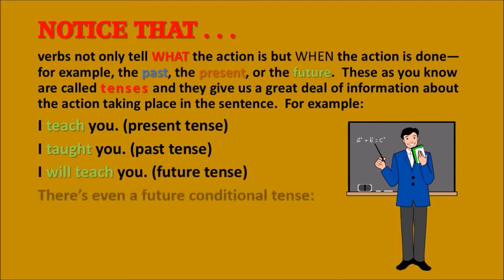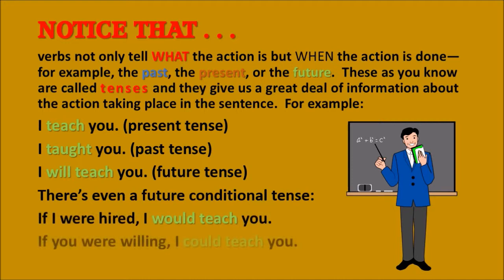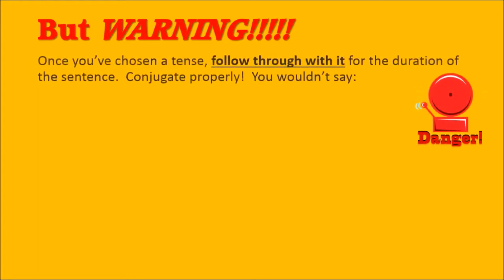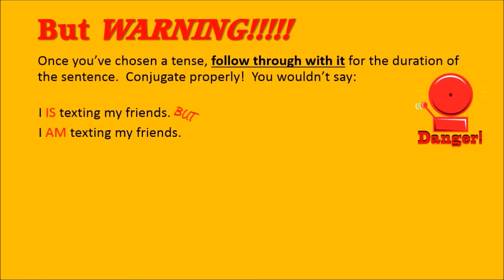There's even a future conditional tense. If I were hired, I would teach you. If you were willing, I could teach you. But warning, once you've chosen a tense, follow through with it for the duration of the sentence. Conjugate properly. You wouldn't say, I is texting my friends, but I am texting my friends.